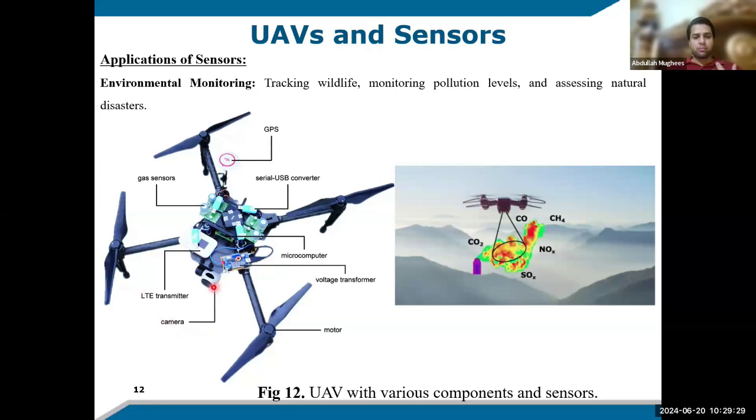So here, in a typical basic quadcopter system, we have a camera system that is used for surveillance. We have this LTE transmitter for transmitting some of the data at far away distances.